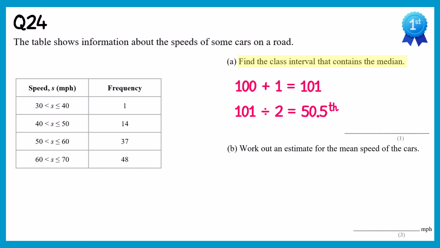To find the 50.5th car, we count down this column here until we hit 50.5. In the first group, for the cars with a speed between 30 and 40, there's only one car, so we're nowhere near the 50.5th car yet. Then if we include the second group as well, we've got 14 more cars, so 1 plus 14 is 15. We're still quite far away from 50.5. If we include the next group, however, we add 37 more cars in, so 15 plus 37 is 52. So we've now gone past the 50.5th car, so we can be sure that it's in this group.